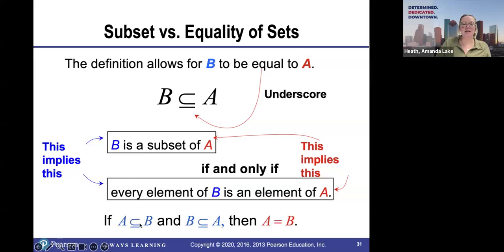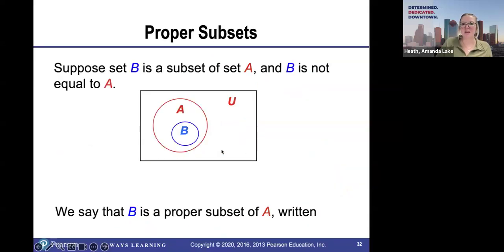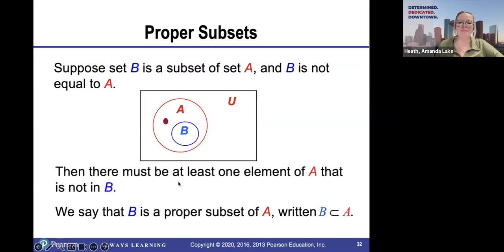And if A is a subset of B and B is a subset of A, then the two sets are equal. So if we want to suppose that set B is a subset of A, but B is not equal to A, then we call that a proper subset. This would mean that there are things in A that do not belong to B. We can draw this in a Venn diagram to show that there are going to be elements in A that are not in B. And we can take away that bar on the bottom of our subset sign if we want to be clear that it is a proper subset.